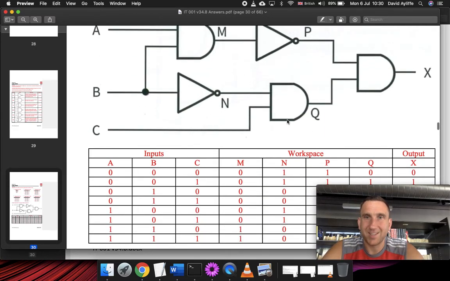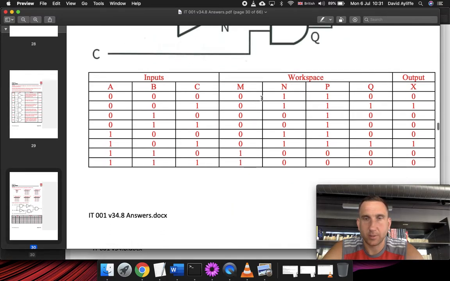Q is the AND of N and C. So C here and N here. So 0 and 1 is 0. 1 and 1 is 1. 0 and 0 is 0. 1 and 0 is 0. 0 and 1 is 0. 1 and 1 is 1. 0 and 0 is 0. And 1 and 0 is 0. I'm happy that Q is correct.